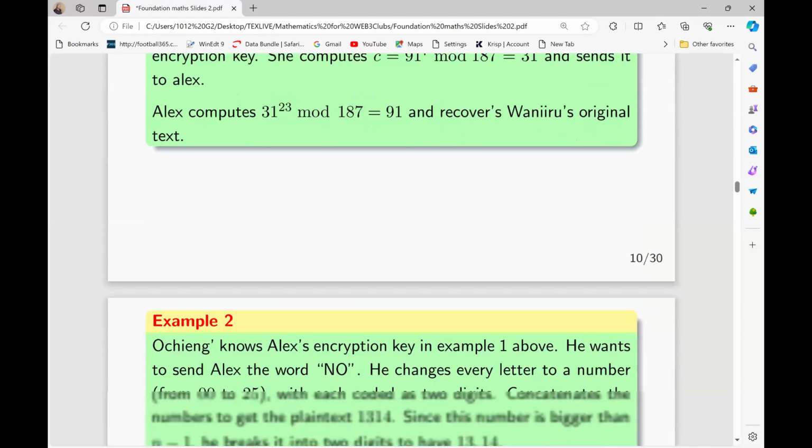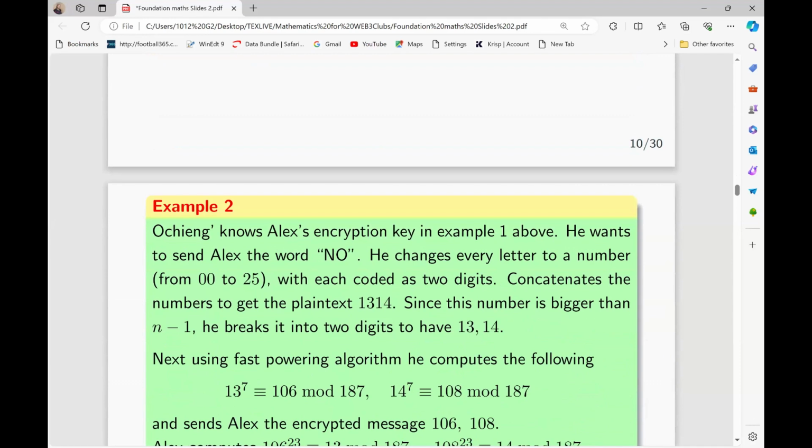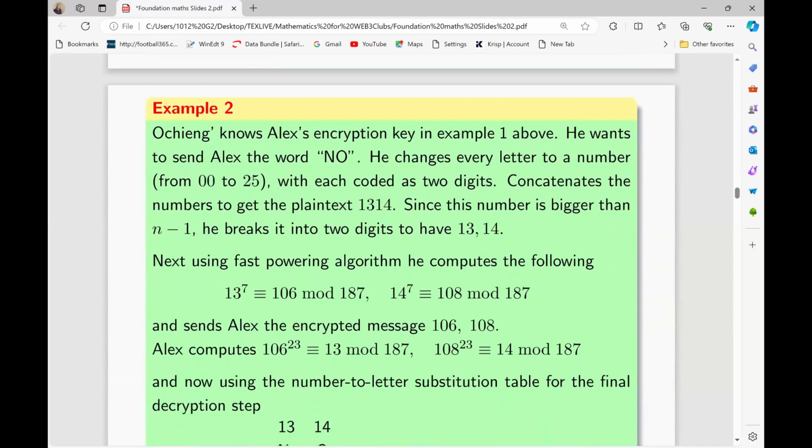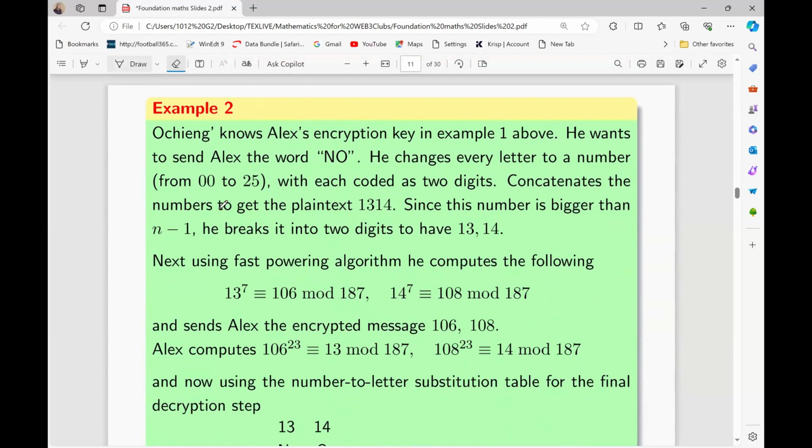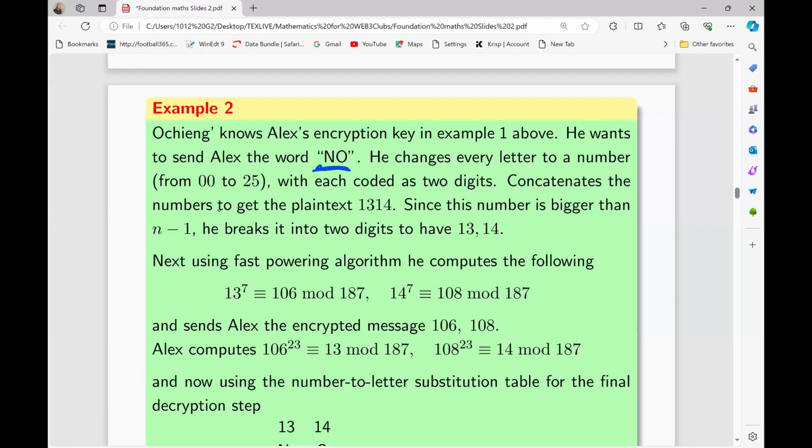So example 2 here, let's say Ocheng also knows the key to Alex, and he feels that he's supposed to send Alex a message, say "no." Because he doesn't want anybody else to know that he sent him this message, he encrypts it. So first of all, this is now a sentence. You see, when Wanjiru earlier was sending a figure, the figure was 91.